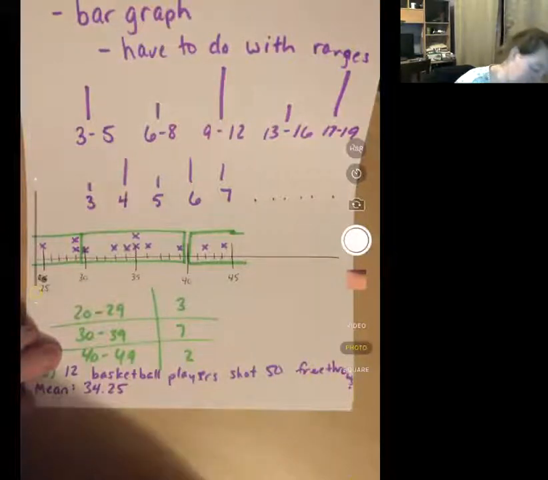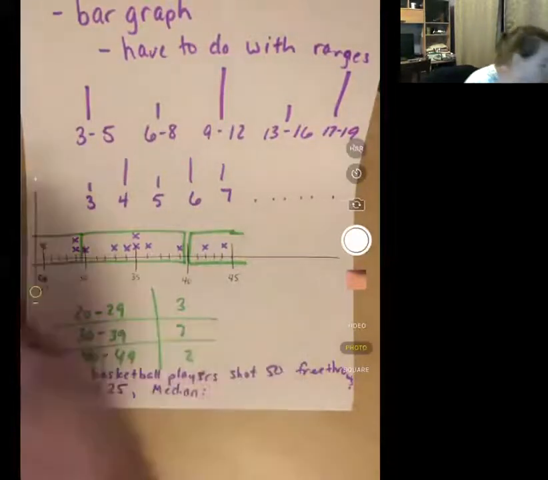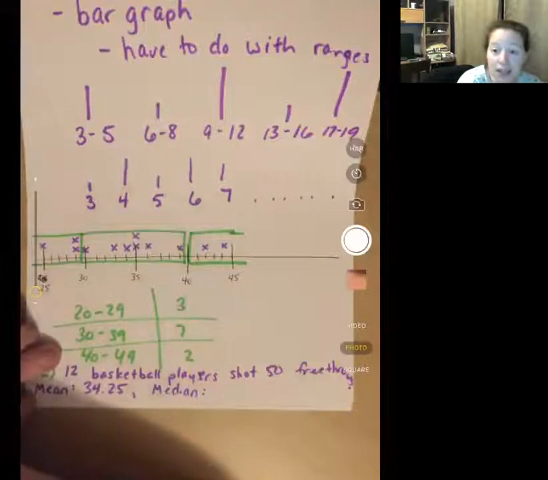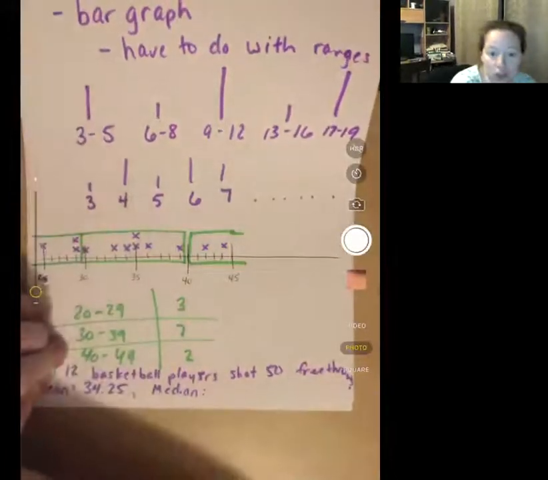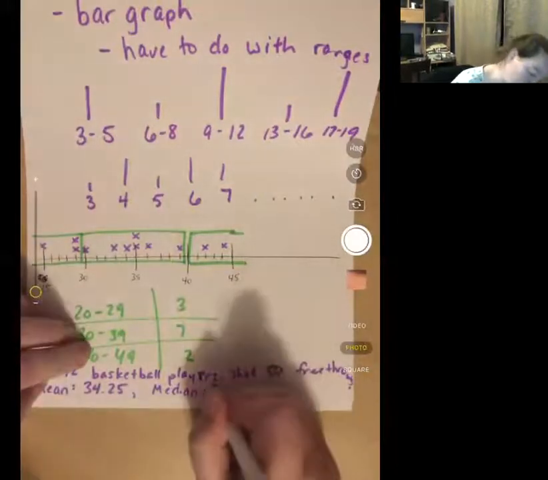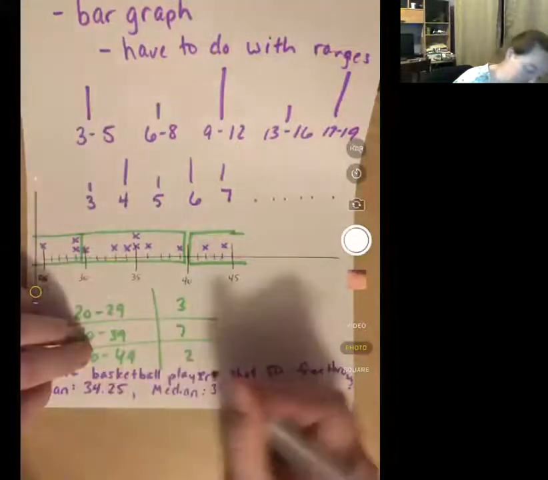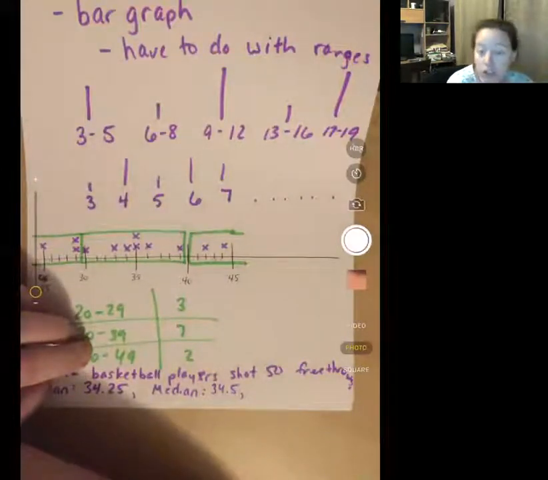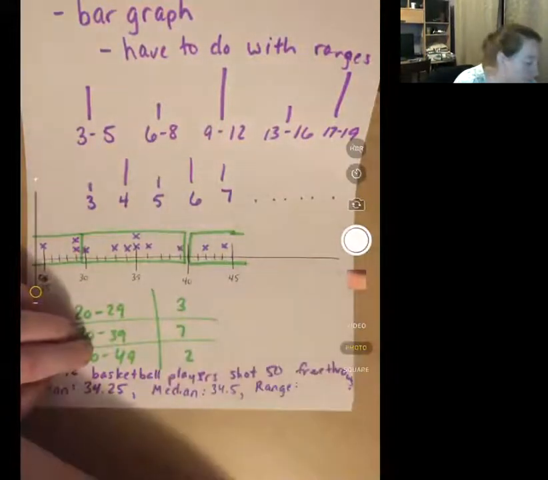The median, the absolute middle of the numbers, falls somewhere between 34 and 35, halfway between, remember we're counting in. Halfway between 34 and 35 is 34.5. The range is our largest number, which is 44, minus our smallest number, which is 25. So 44 minus 25 is 19.